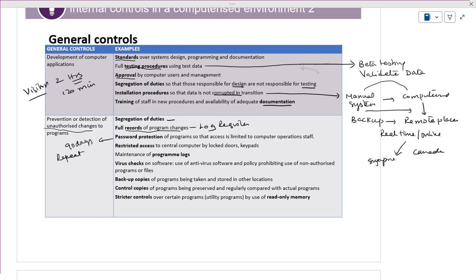The password will have 8 characters, and combinations of special characters, spaces, capital letters, so many things. These conditions will be inbuilt when they are talking about password protection. Then there is restricted access to the central computer by locked doors.